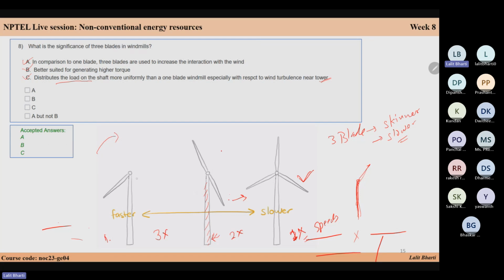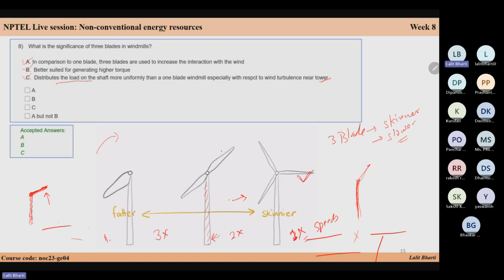So let's say you have only one blade, then the load will be at that one blade only. So there is very high torque in one direction. So let's say this is your shaft, and all the mass is concentrated at the single blade. So this shaft will undergo a lot of stress while your blade is rotating.